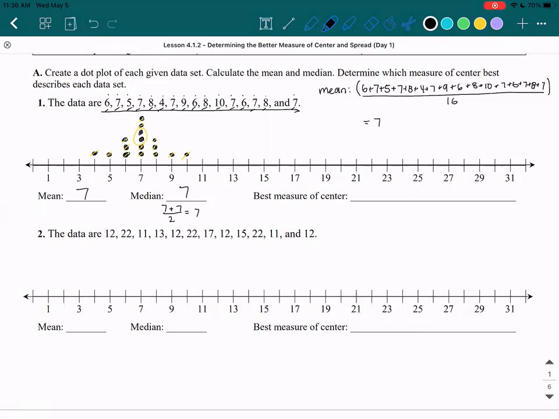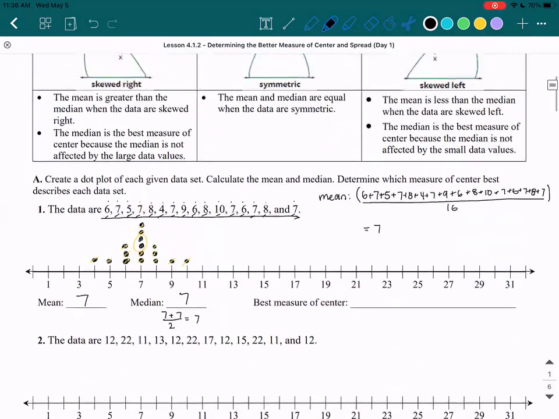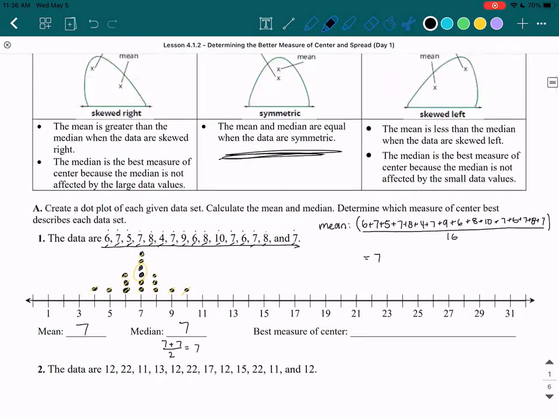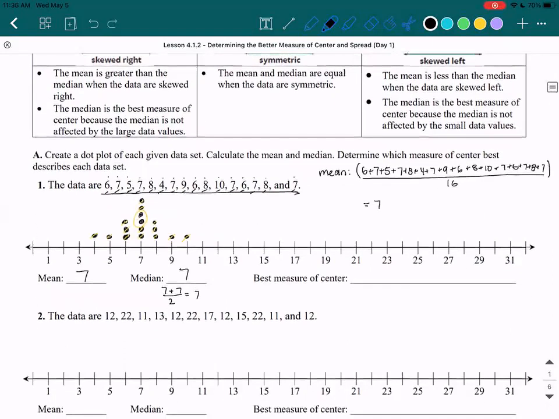So as you can see, the mean and the median are equal. What happens when the mean and median are equal? The data is symmetric when the mean and median are equal. So when the mean and median are equal, the best measure of center will be the mean. I mean, it really doesn't matter because the mean and the median are exactly the same, but for our purposes, please say that the mean is the better measure of center. And I'm going to say because symmetric.